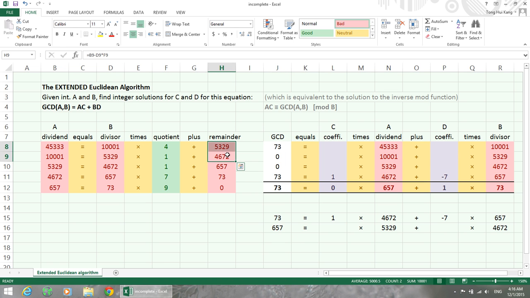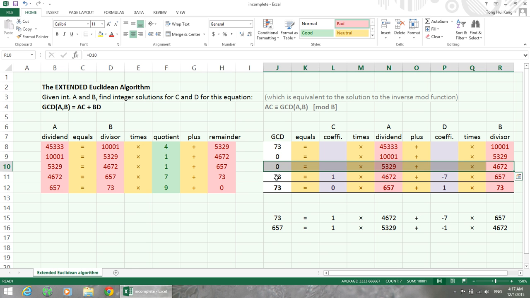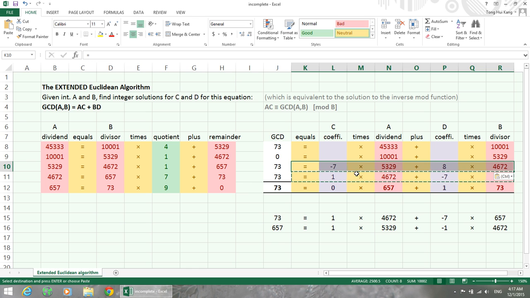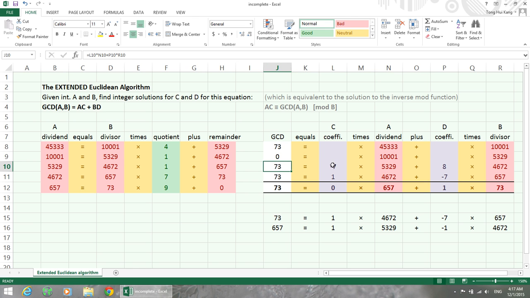Doing it the same way we've done before, 657 equals 1 times 5329 plus minus 1 times 4672, minus 1 because you brought this term over. So once again negative. So we substitute 657 into the second line to generate the next line. Since we have done this before, we can just copy and paste the functions. And there you go. To confirm that this is true, we already have the left hand side, which should be the GCD, to be equal to the right hand side.